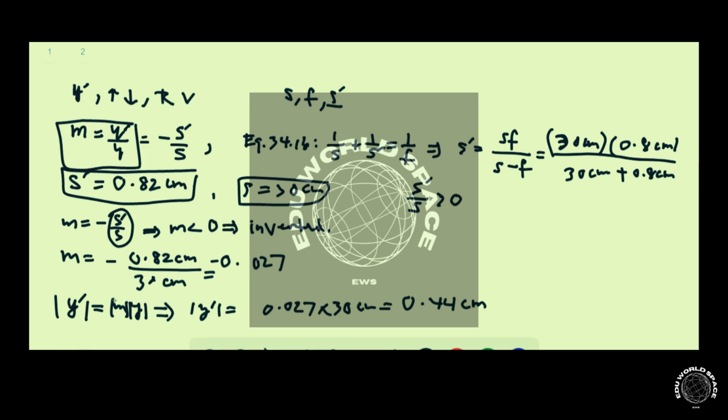And this image is a real image, because s prime is positive. If s prime was negative, then it'd be a virtual image.